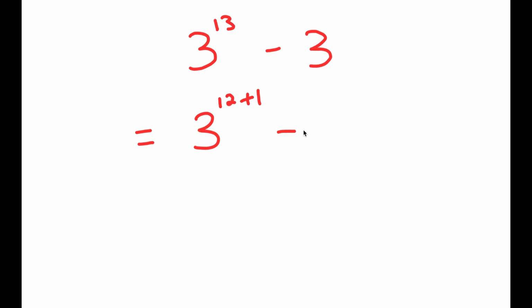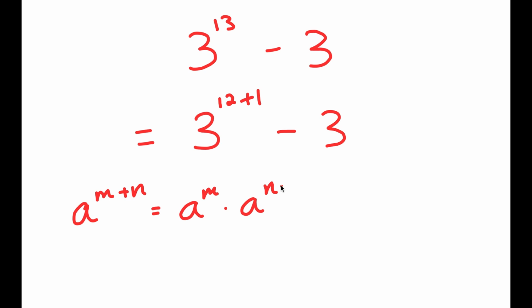Alright, so in this video, I'm going to solve the problem 3 to the power of 13 minus 3. To solve this, I'm going to first start by rewriting this as 3 to the power of 12 plus 1 minus 3. And from here, I can use the property a to the power of m plus n is equal to a to the power of m times a to the power of n.